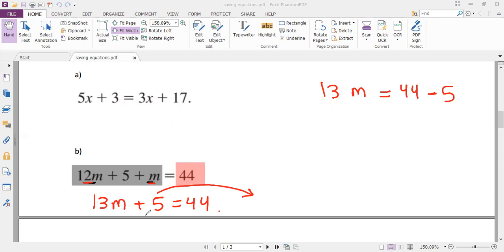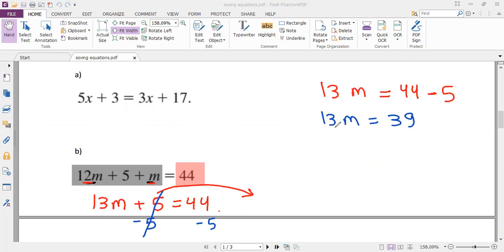Some students used to subtract 5 from both sides, so they are the same. If we subtract 5 from the left side and from the right side, we will cancel 5 and minus 5. So we can move 5 directly to the other side and change its sign. So 13m equals 44 minus 5, which is 39.